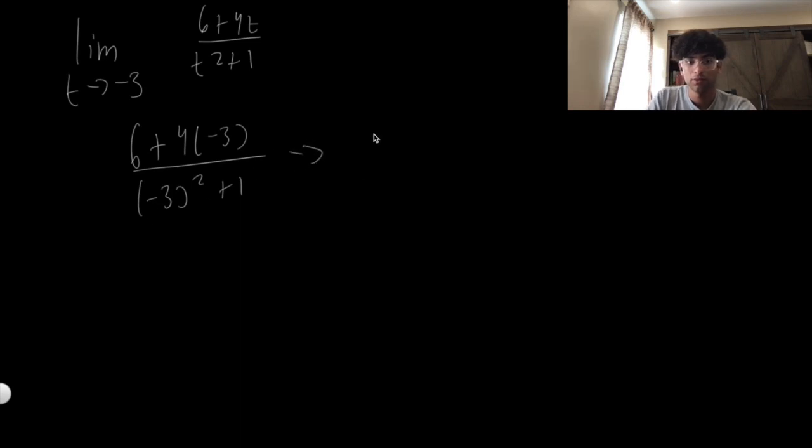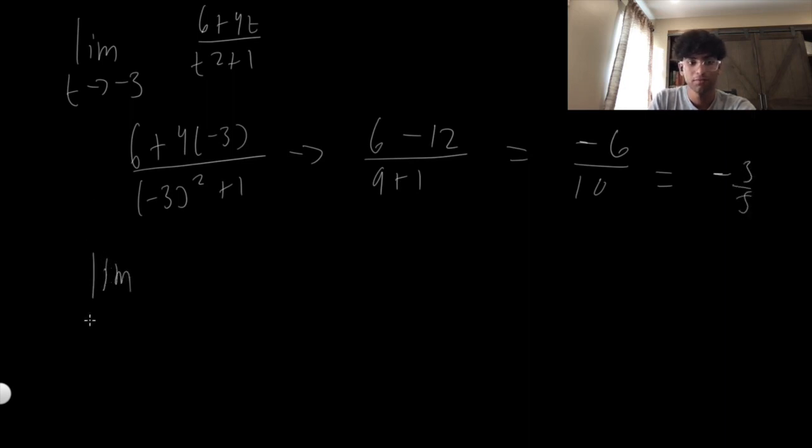This is going to be equal to 6 minus 12 over 9 plus 1, which is going to be equal to negative 6 over 10. Now this is going to simplify to negative 3/5. So it can be said that the limit as t approaches negative 3 of the function 6 plus 4t over t squared plus 1 is going to be equal to negative 3/5. All right? Now, our second technique is going to be called factoring.